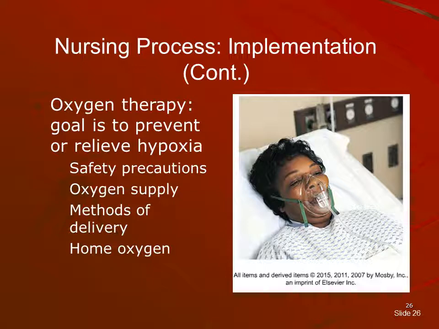Some patients require oxygen therapy to keep a healthy level of tissue oxygenation. The goal of oxygen therapy overall is to prevent or relieve hypoxia. Any patient with impaired tissue oxygenation benefits from controlled oxygen administration. Oxygen is a drug, and the 6 rights of medication administration also apply to oxygen administration.